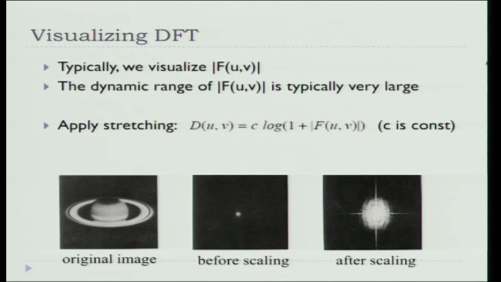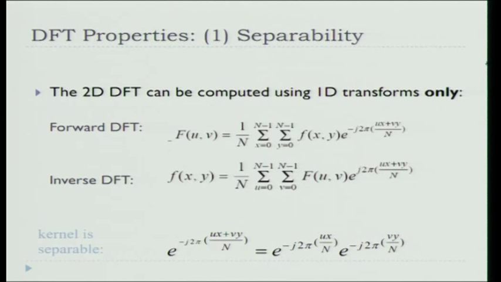Now, if you visualize that F(u,v), you observe that the range domain for this image becomes very, very large. Now, if you use some scaling factor on it, then you can realize the effect. Now, one of the certain properties is that 2D DFT can be computed using 1D DFT.